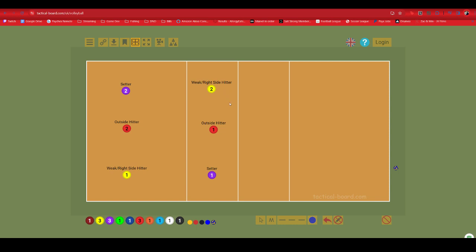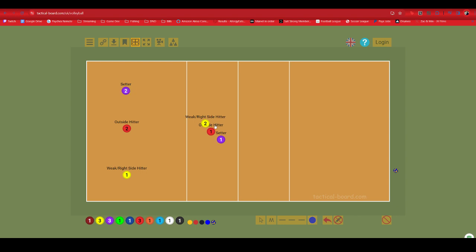So what we do is we call it stacking up. They have the ball, they're about to serve. We'll say stack up. Setter's going to come to here. Weak side's going to come to here. These guys can be like this, or they can be like this. It doesn't particularly matter, but this person's usually got the furthest to run, so they'll put them up like this. So now they're still in position.